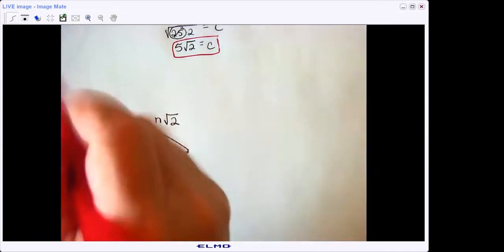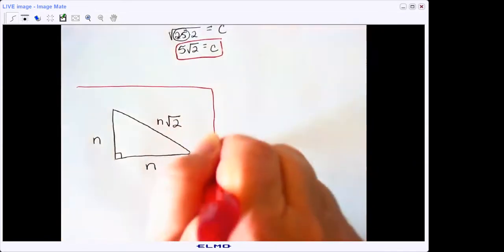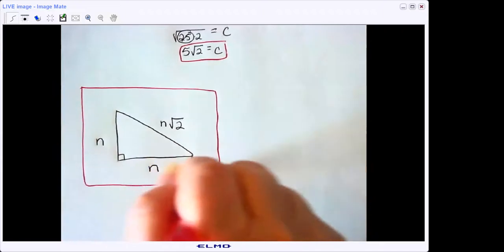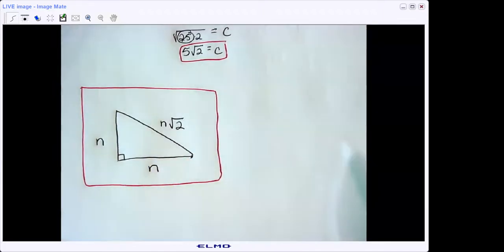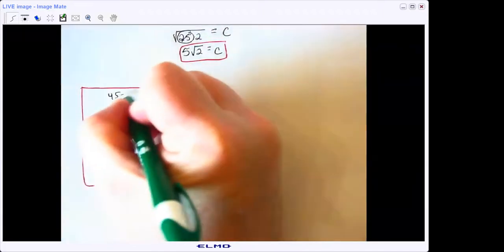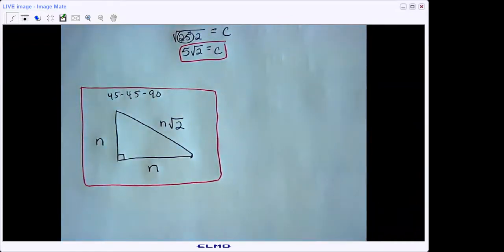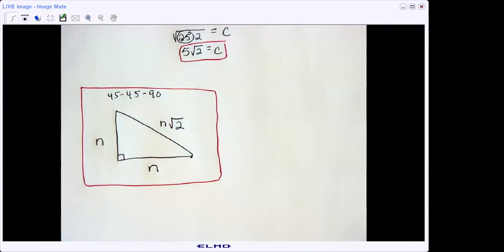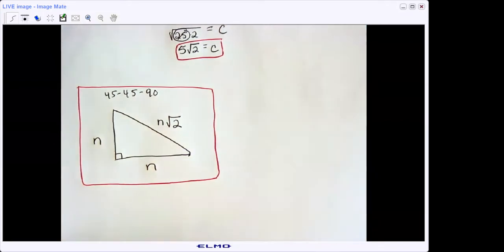And this is the magic formula. So write this: 45, 45, 90. I would encourage you to write this on the top of your homework papers, on the top of a quiz. Just always have this available so you can see the relationships. Now we're going to start to apply.